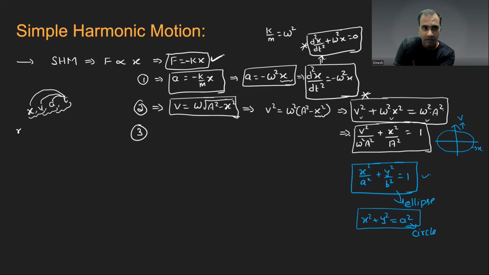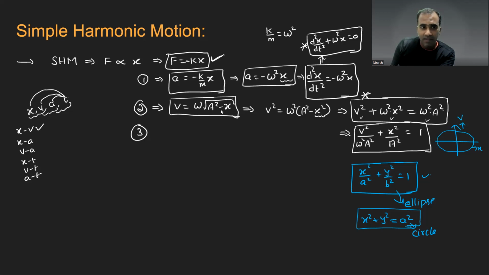So let me write here. We want relation between x and v. We want relation between x and a. We want relation between v and a. Right? And we want relation between x and t, v and t, a and t. These are the 6 possible combinations we can think of. So if we can understand all the 6 relations, then we have understood almost everything in SHM. Right? So have we discussed this till now?